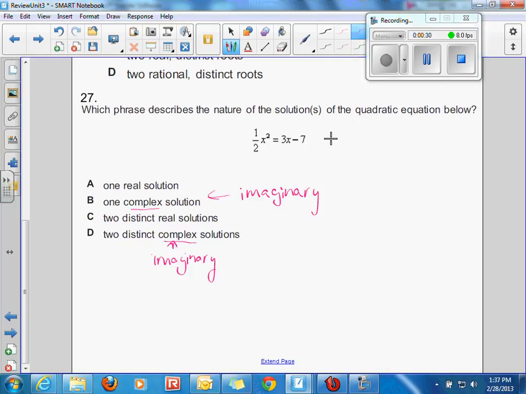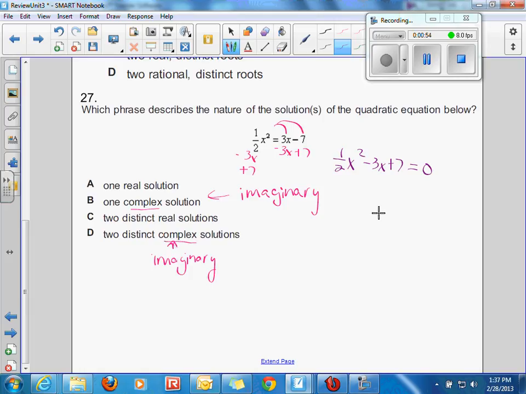So looking at this equation, I want to get everything onto the same side, so I'm going to move this stuff over there by subtracting 3x and adding 7 to both sides. So the left side will now be 1/2 x squared minus 3x plus 7 equals 0.